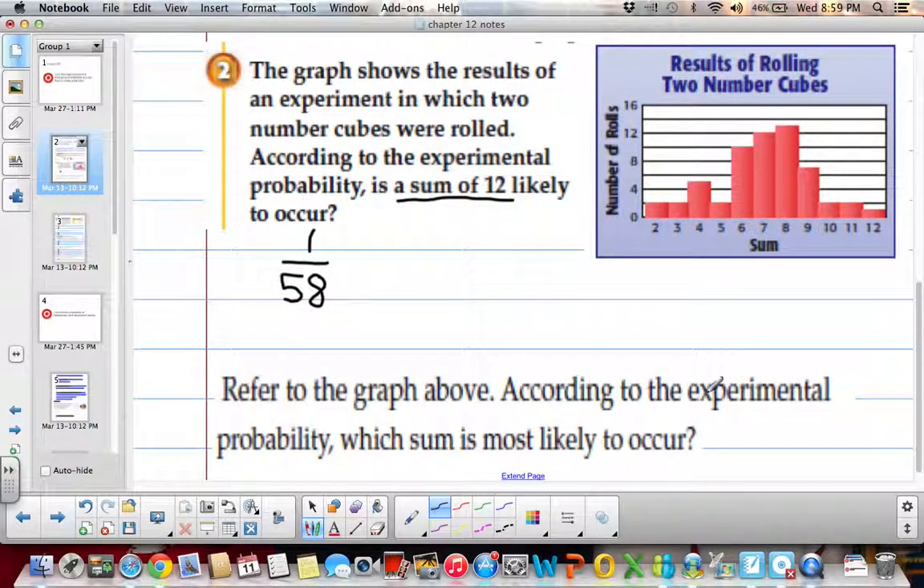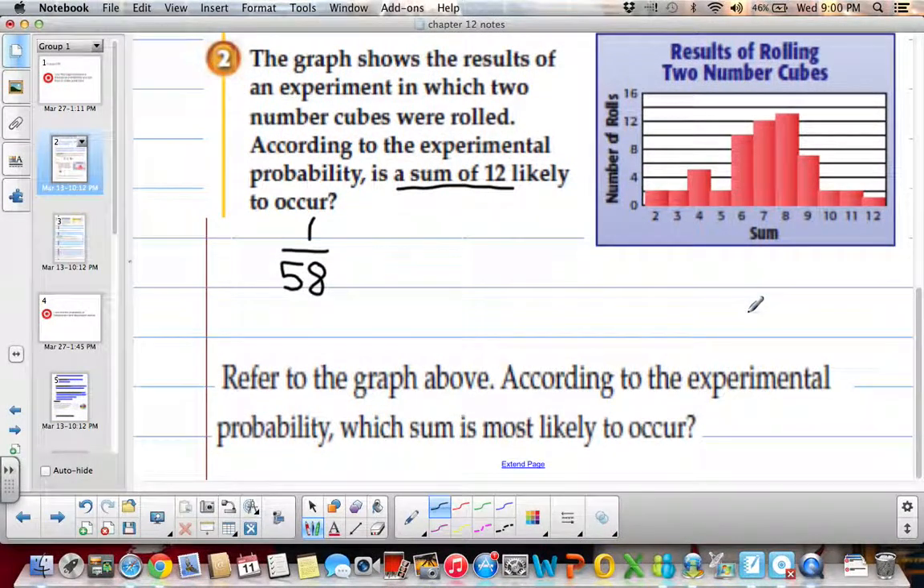Okay, according to the experimental probability of this above again, which sum is most likely to occur? So we would look at the bar that is the tallest, because that means that we rolled it the most, and we can see that 8 is the tallest. And so then which sum is most likely to occur? We would say 8.